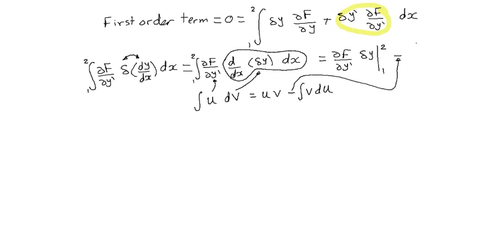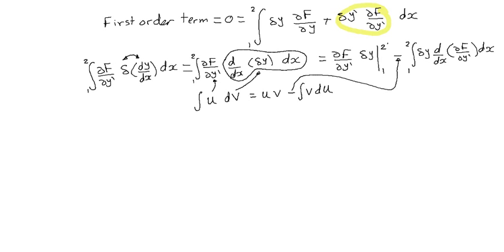I think that this is very clear. Integral from 1 to 2, and v, as we have already mentioned, is delta y. But please don't forget that you need to find du. Du is the differentiation of u. U is partial f by partial y prime, so we need to write d by dx of partial f by partial y prime integral with respect to dx.